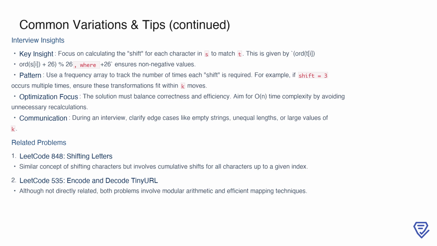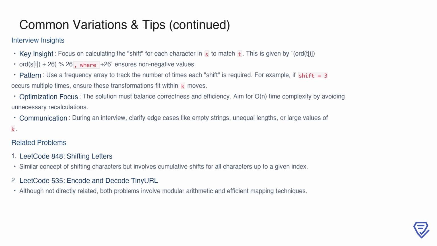A useful pattern is to utilize a frequency array to track how often each shift value occurs. For example, if the shift value 3 appears multiple times, you'll need to ensure that all transformations fit within the allowed K moves. Optimization is crucial here. Aim to solve the problem with a time complexity of O(n) by avoiding redundant recalculations. During an interview, it's important to communicate your thought process clearly, especially when addressing edge cases like empty strings, unequal lengths, or very large values of K.